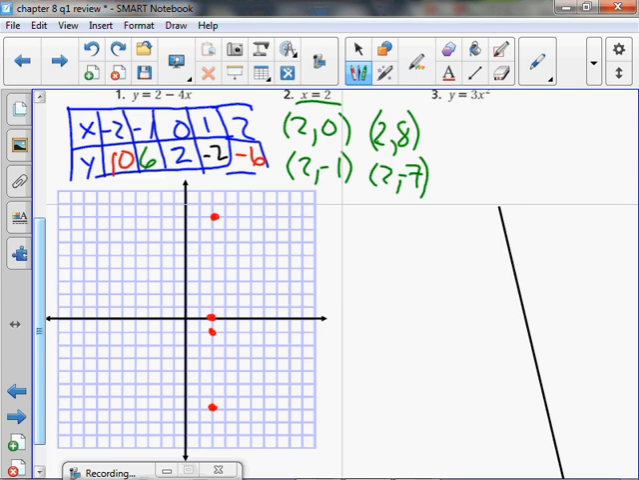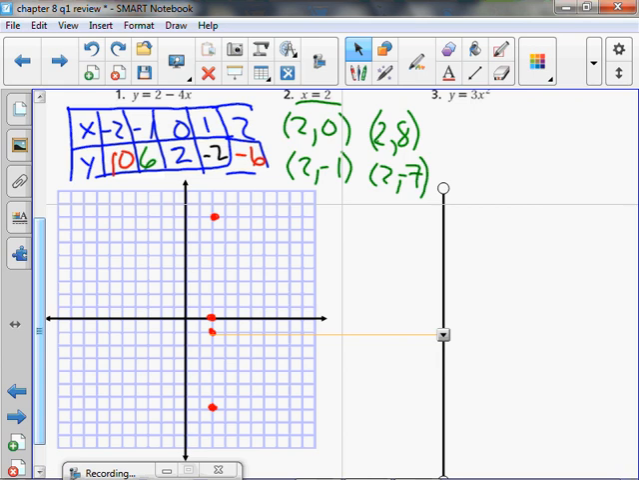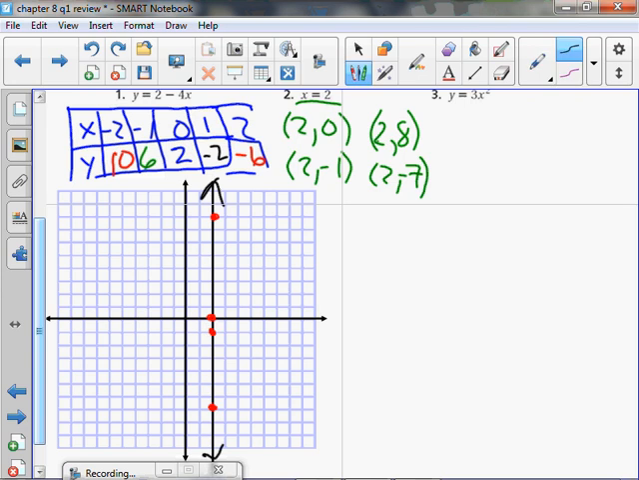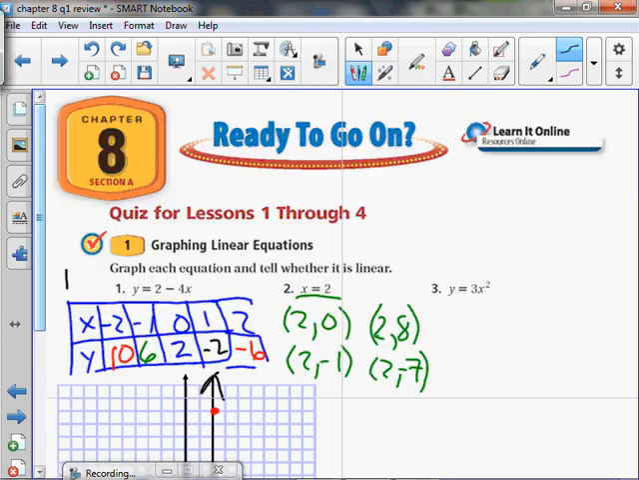I think it's pretty obvious what's happening there. We have a straight line that is vertical, and I will just graph it like that. Do not forget when you're graphing it to put your arrowheads on, because it does go on forever. This is a straight line, so this is a linear equation. So far, linear, linear. This one was linear. This one was linear.